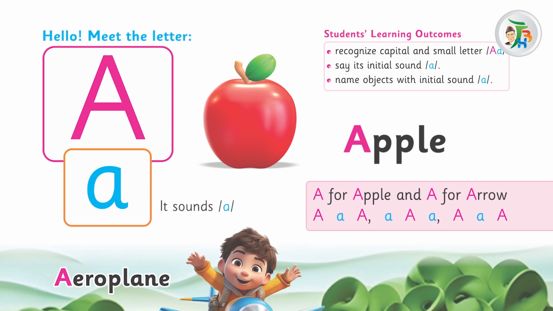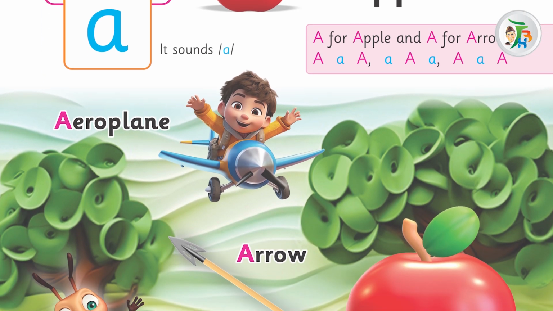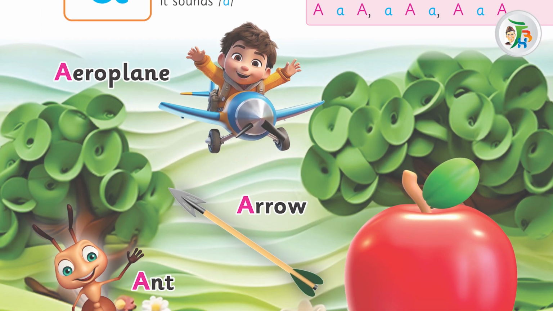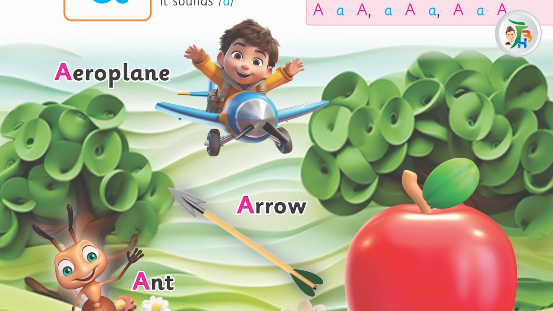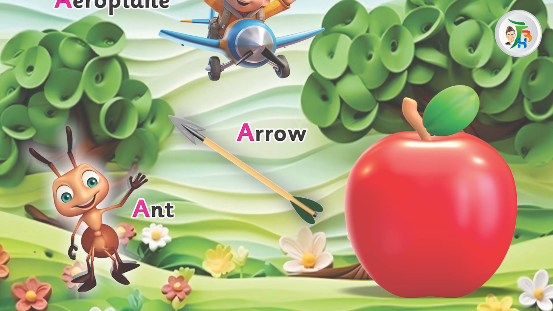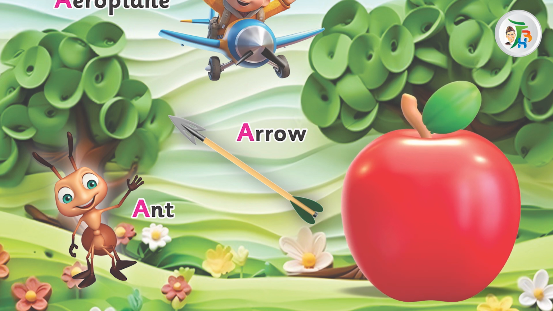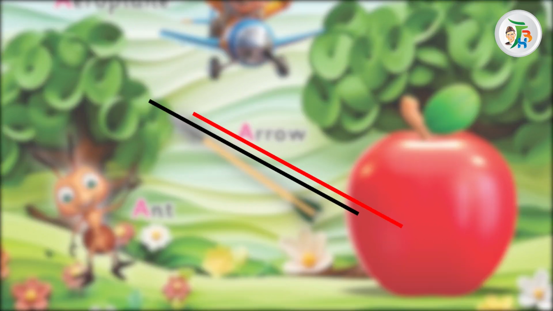A. Look at this beautiful colorful picture. Can you spot the objects which start with letter A? Yes, good. See, aeroplane. The boy is flying an aeroplane. Then arrow. Ant. Apple. Red apple.